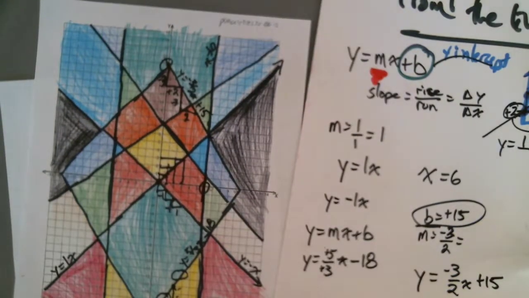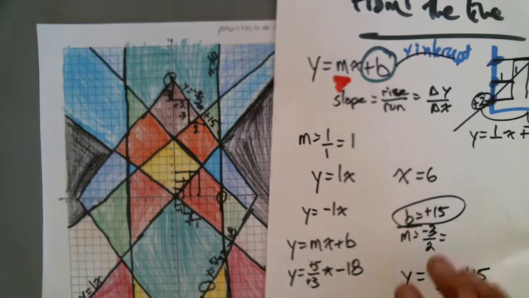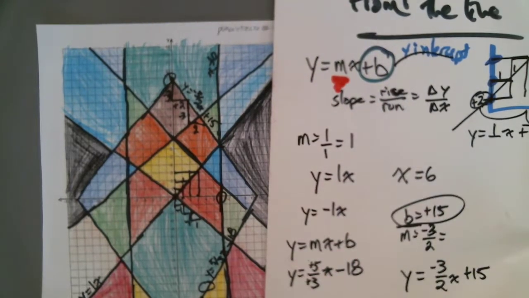Good luck, guys. That's all there is for that one. So label every line. If you have troubles, take a picture of what you're doing. Send it to me. Ask me questions. Come and see me early next week, whatever you need. Have fun. Color them beautifully.